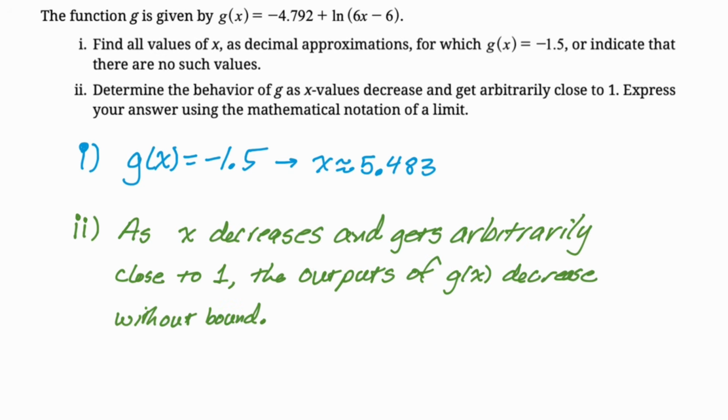So here's what I've written for the first part. As x decreases and gets arbitrarily close to 1, the outputs of g of x decrease without bound. So that's basically how in words you say approach -infinity. Then for the limit, I think it's important that we nail the from the right, because the only way that you can approach 1 is from the right for this function based on domain issues. So the limit as x approaches 1 from the right of g of x is equal to -infinity. I think that's how we'll handle that part.